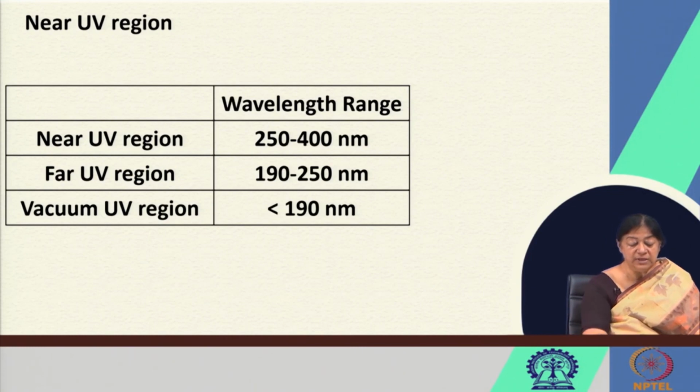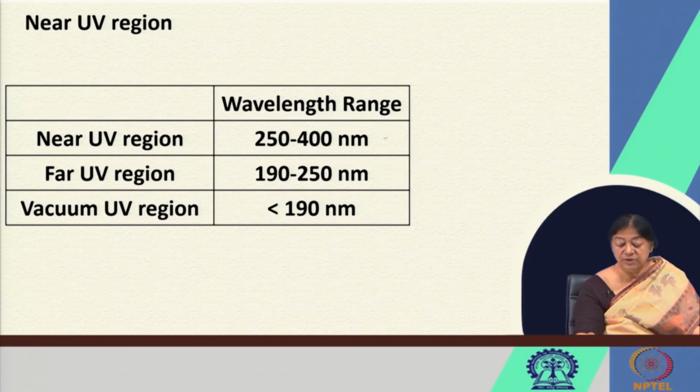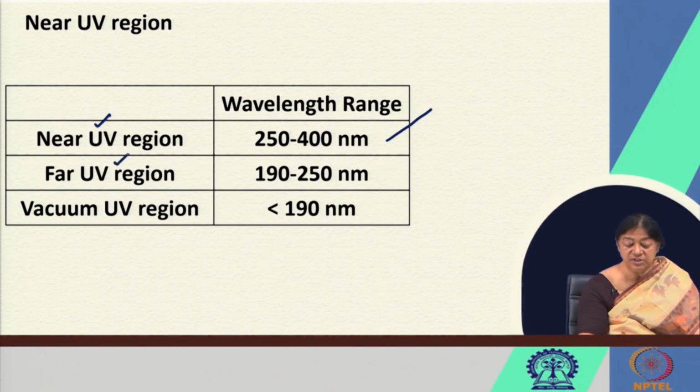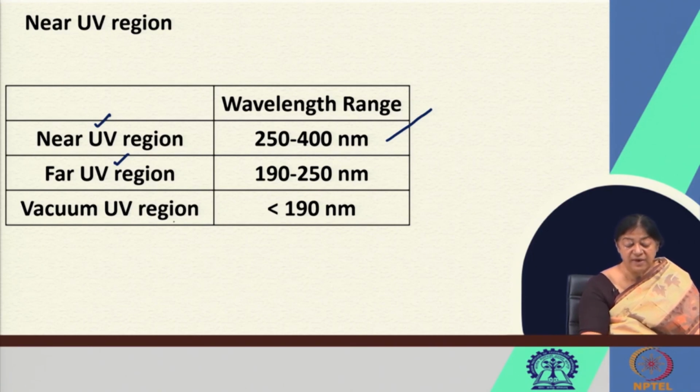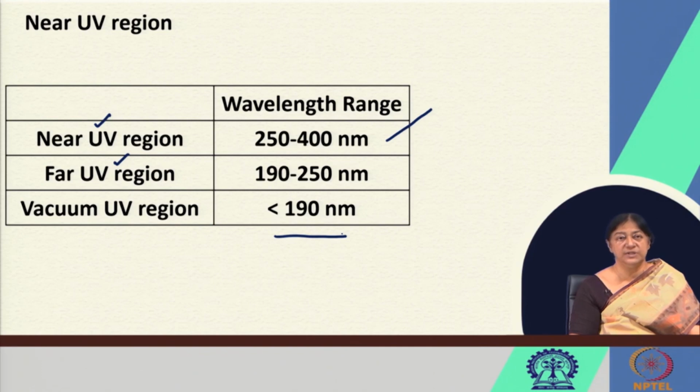So, when we are looking at the near UV region, we have this from 250 to 400. We know that from 400 we start the visible region. So, close to the visible region we have the near UV region, followed by the far UV region from 190 to 250 nanometer. This is also important in biochemical techniques in terms of characterization of proteins, and we have the vacuum UV region, which is less than 190 nanometer.